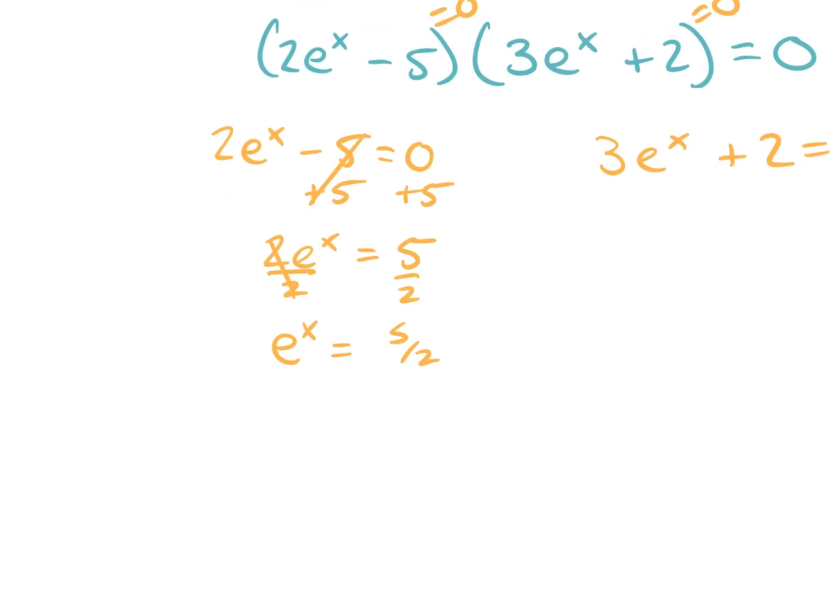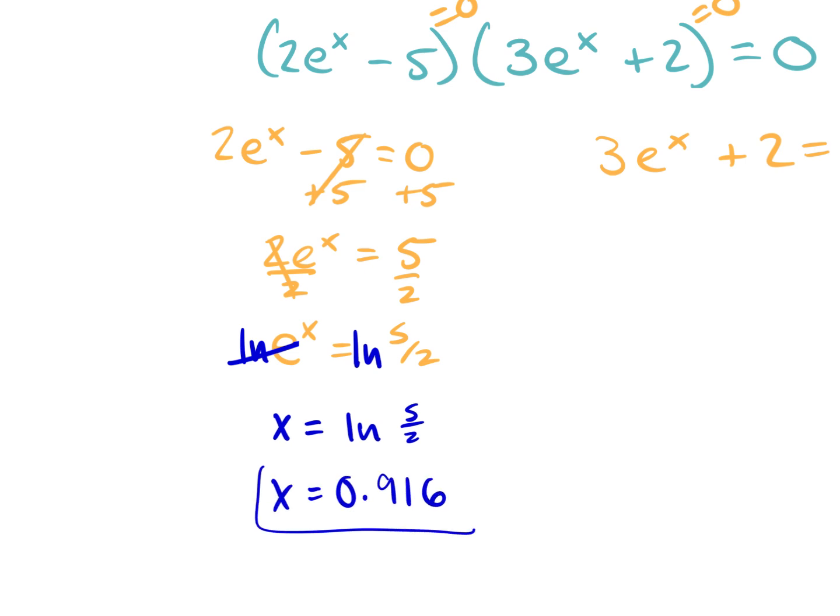What should we do next? We're going to take the ln of both sides. So it cancels with the e. So x equals the ln of 5 over 2. So we can put this into our calculator. The ln of 5 divided by 2 should give you 0.916.